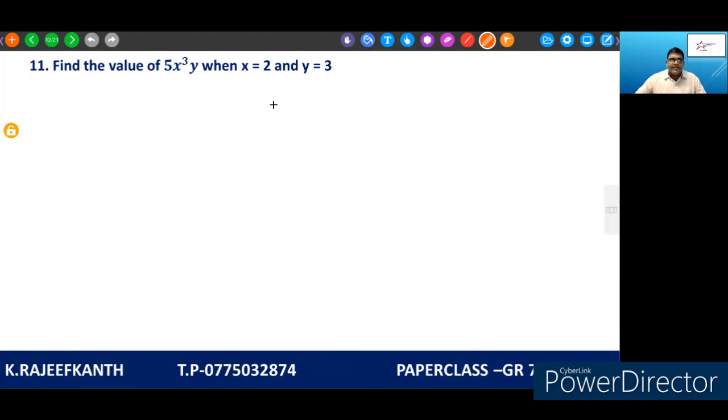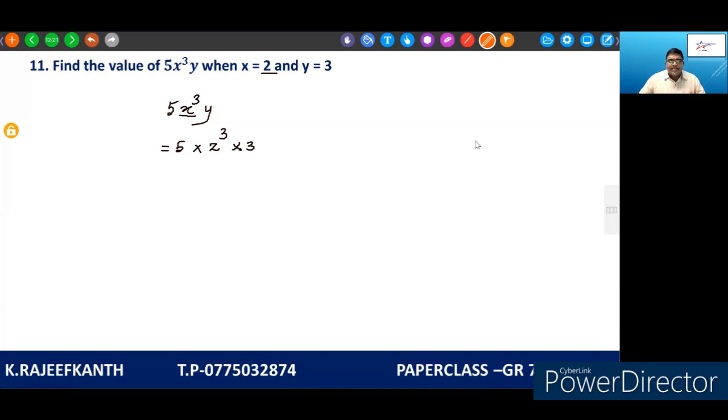Right. Okay. Here 5x^3y, right? Then 5 into x to the power 3. Here x is equal to 2. Then 2 to the power 3 times y, where y is equal to 3.